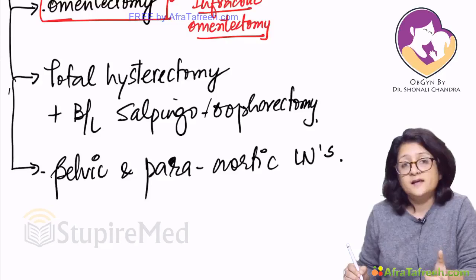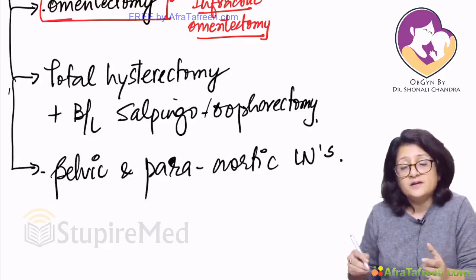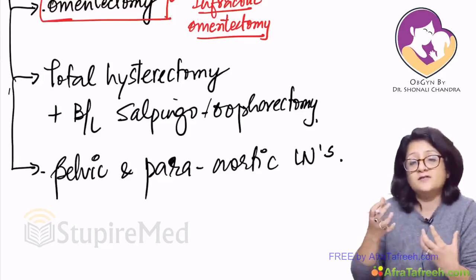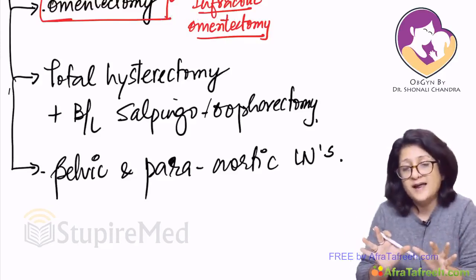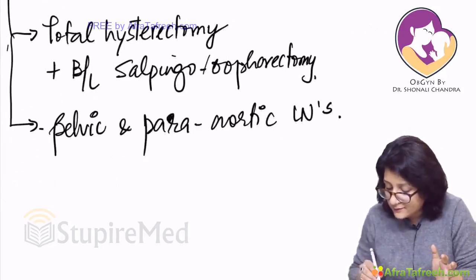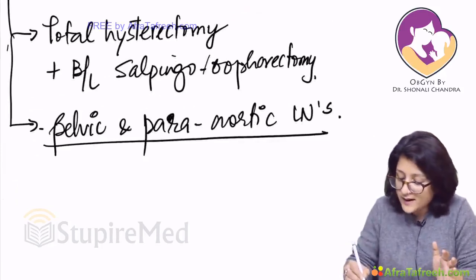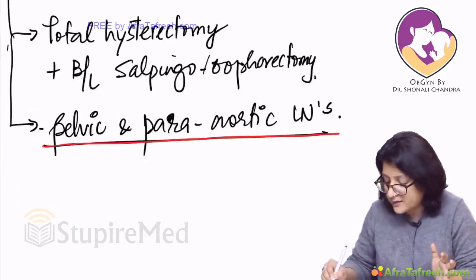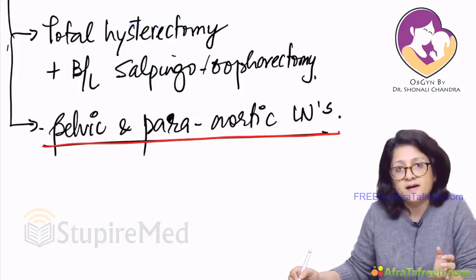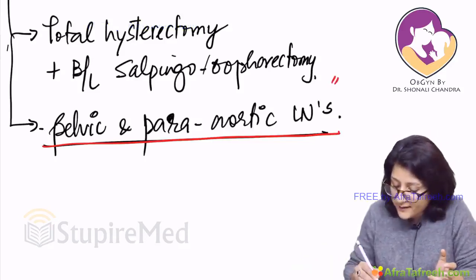cancers in which, even though they might be confined to the ovaries, even though they might be confined to the pelvis only, even then deposits in the pelvic and para-aortic lymph nodes have been found, and if these para-aortic and pelvic lymph nodes are left behind, they can lead to recurrence. So they are always removed.